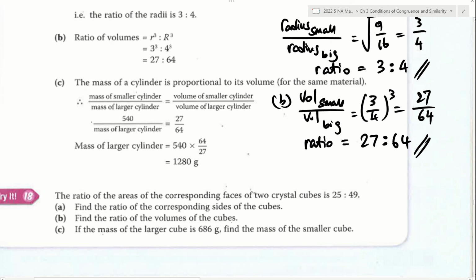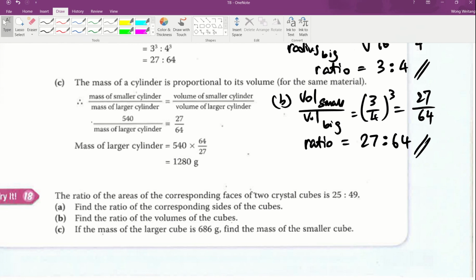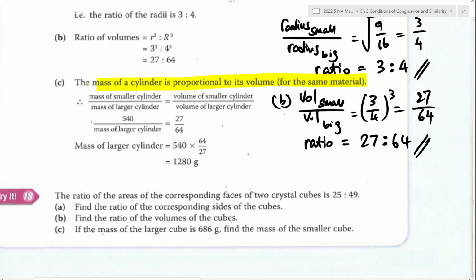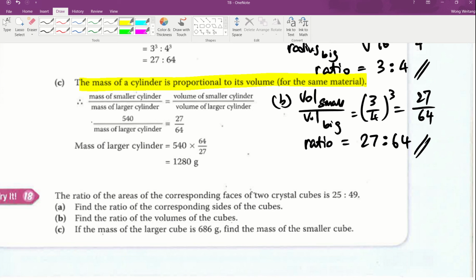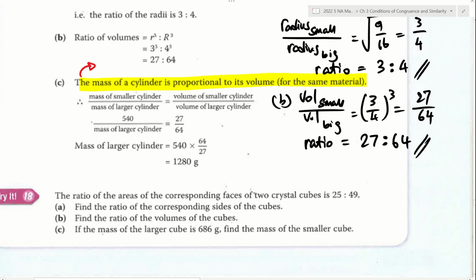Okay, now, so this is the key over here. Please highlight it in your textbook. Mass of the cylinder is proportional to its volume. Reason, I elaborate a bit for you. The reason is because same density. Actually, still don't make sense to me. Why? Why mass is related to volume?